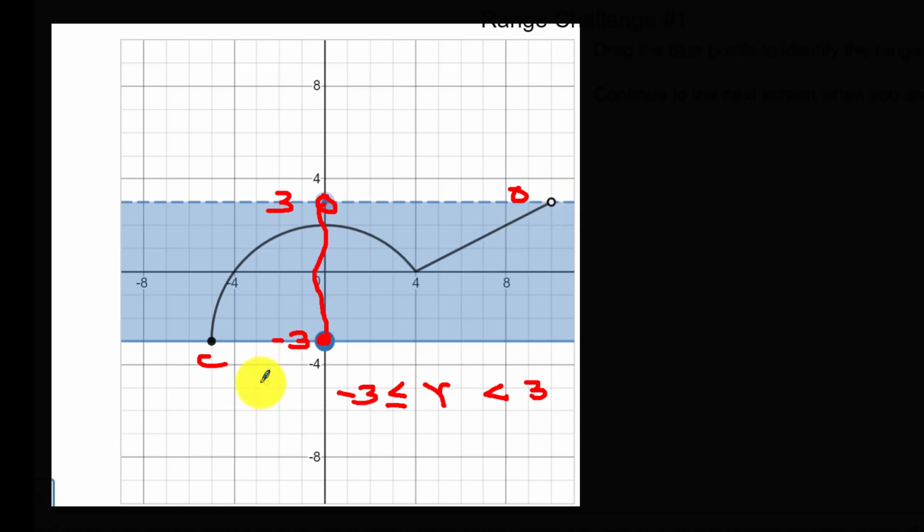And again, to write this using our set notation, it will be y such that y is greater than or equal to -3, at the same time less than 3. And don't forget your curly braces.